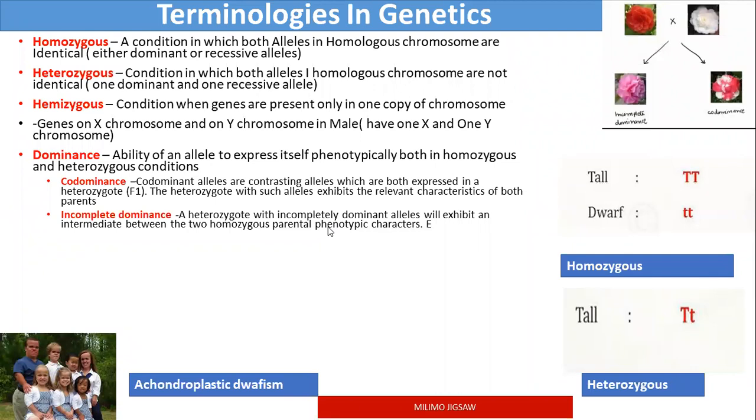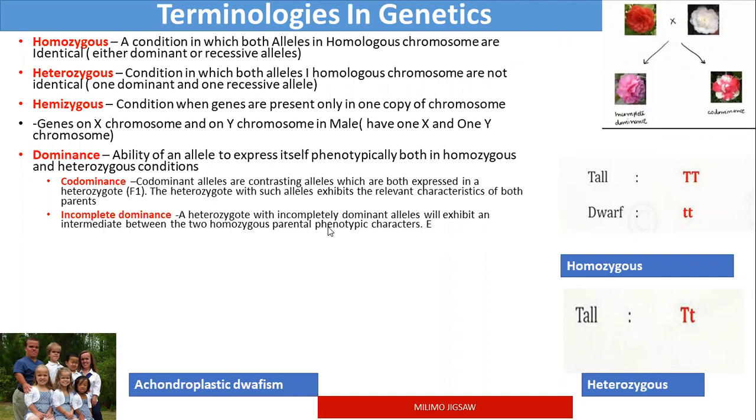When we talk about incomplete dominant alleles, or incomplete dominance, a heterozygote with incompletely dominant alleles will exhibit an intermediate between the two homozygous parental phenotypic characters. So it's going to get an intermediate.